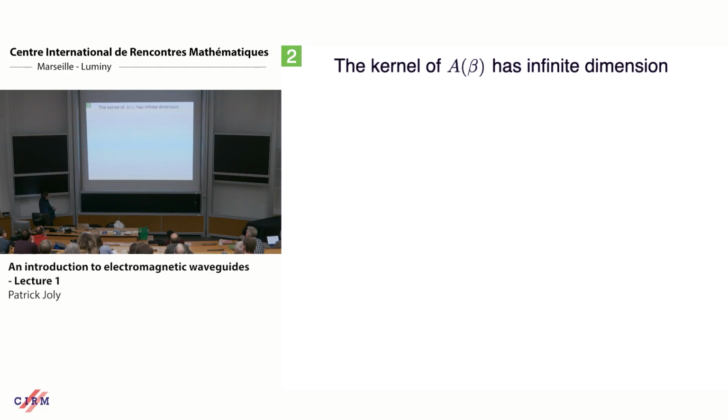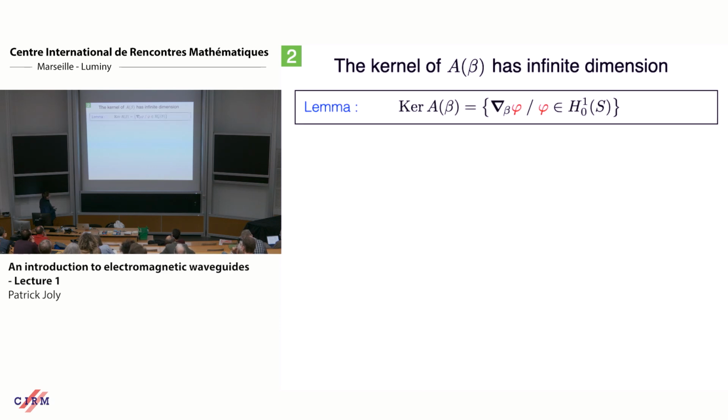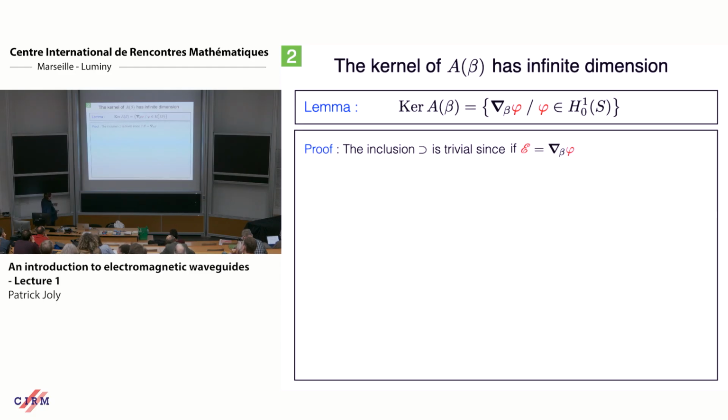And the kernel of A of beta has an infinite dimension, and you can identify it as the space of the grad beta of fields in H1 0, and as the proof is easy, I will give it. So first, the reverse inclusion. If you start from the grad beta of a field in H1 0, so first, of course, as the curl of a gradient is 0, the curl beta of E is 0, which means in particular that E belongs to H curl beta.